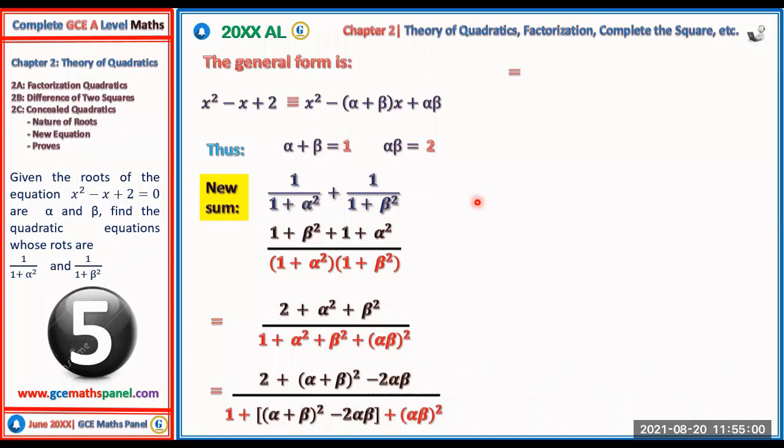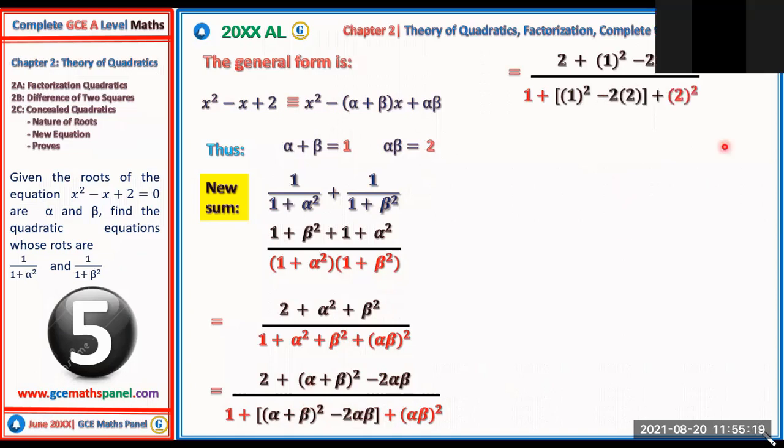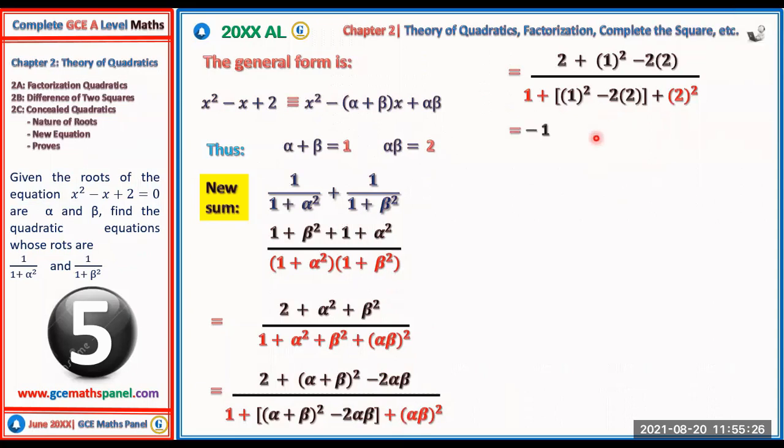So this will give us 2 plus 1 squared minus 2 into alpha beta, that is 2 times 2. All that over 1 plus 1 squared minus 2 into 2, then plus 2 squared. And when we simplify all of this expression, it gives us minus a half. So our new sum is minus a half.